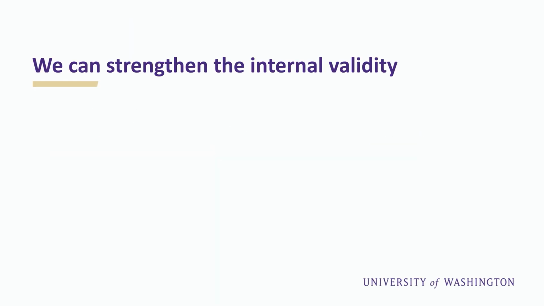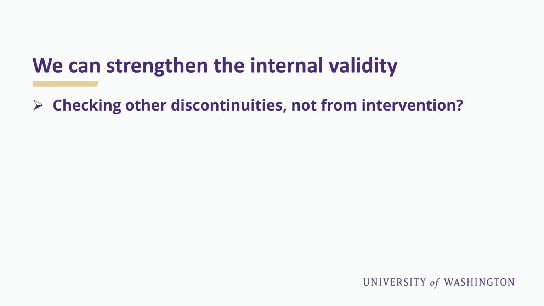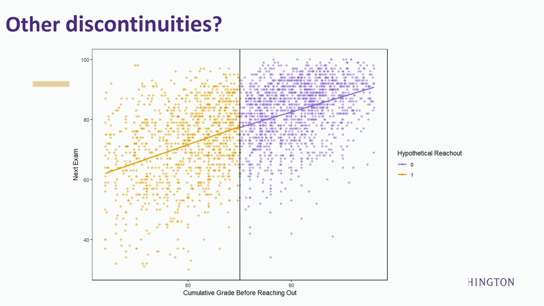And finally, we can try to strengthen our estimation, because there are many other alternative explanations besides the effect of the intervention. So here I just present two options that you can try to strengthen the internal validity of the estimation. One is checking other discontinuities embedded within the dataset, not from our intervention. So we picked some other points and said that there might be some other discontinuity at the hypothetical reached-out point, but we didn't actually reach out at 85 points.